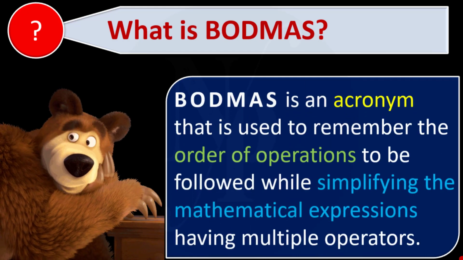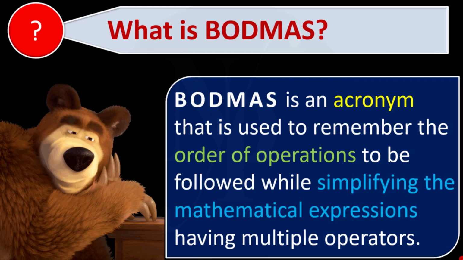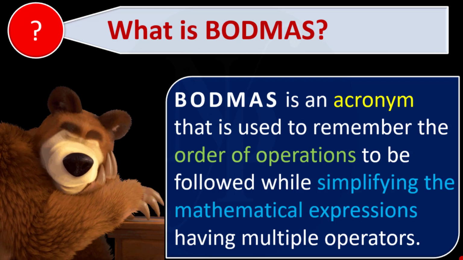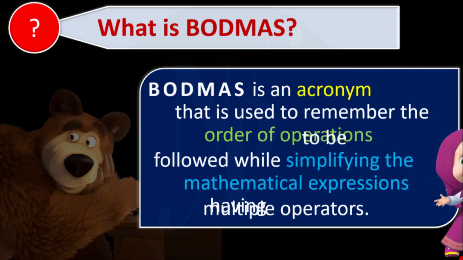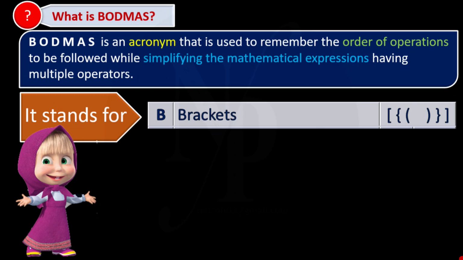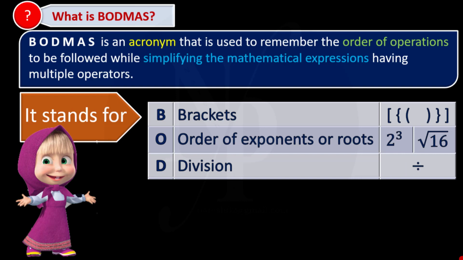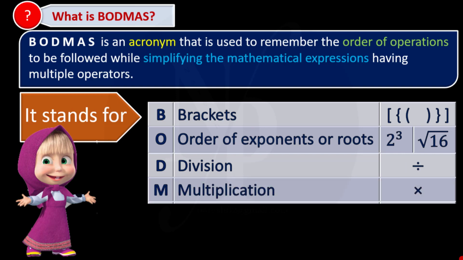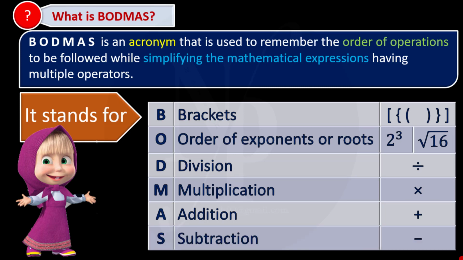BODMAS is an acronym that is used to remember the order of operations to be followed while simplifying mathematical expressions having multiple operators. It stands for B for brackets, O for order of exponents or roots, D for division, M for multiplication, A for addition, and S for subtraction.